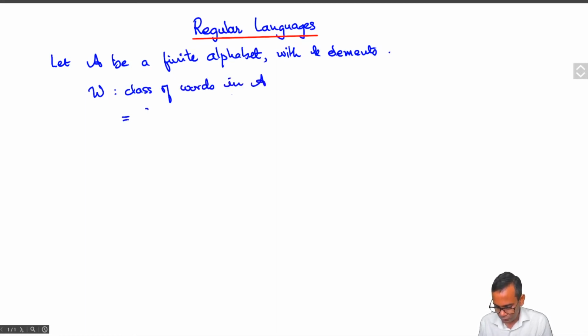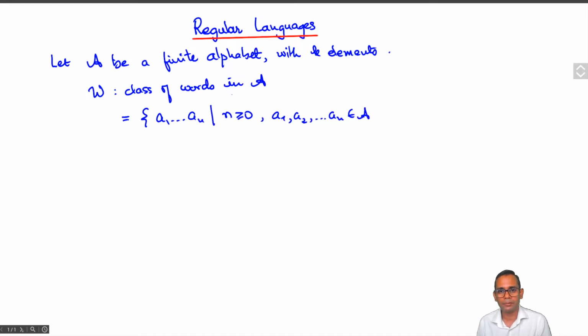So this is actually the set of words a1 a2 ... an, where n is some non-negative integer and a1, a2, etc. are elements of the alphabet. And we've seen that this class has generating function 1 over 1 minus kx. They're precisely k to the n words of length n. That's really easy. Okay, and what we'll be interested in are generating functions for formal languages.